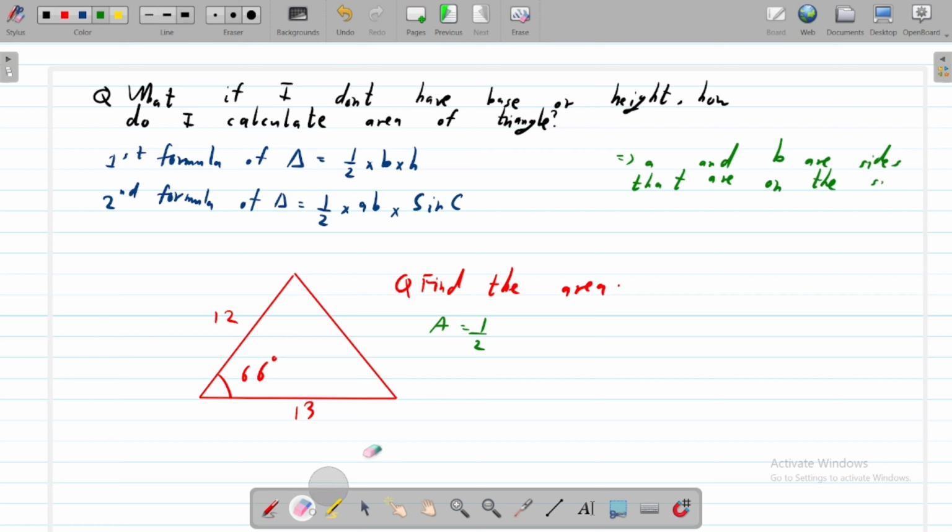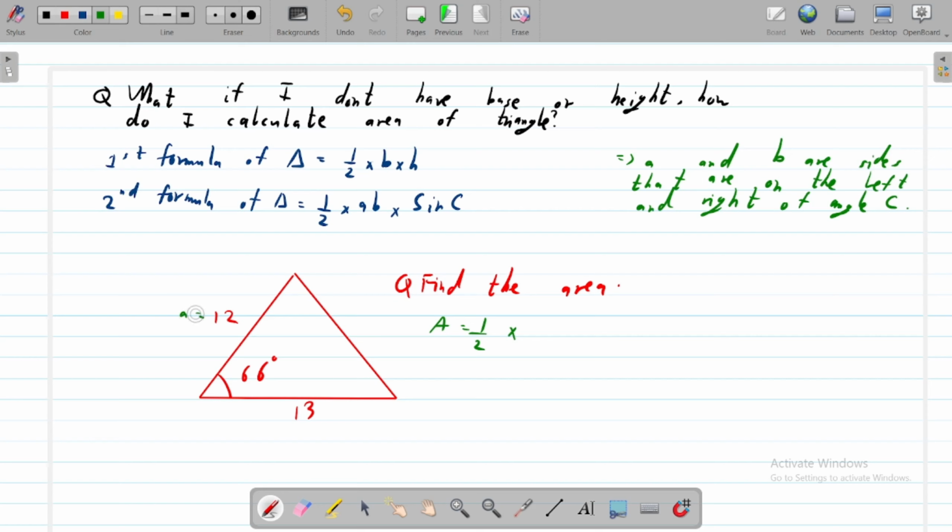On the left and right, that would be a bit easier. Those on the left and right of angle C. Okay, so I can see that the angle I'm going to take is 66 because that's the only one that I have. So the two neighboring sides would be 12.